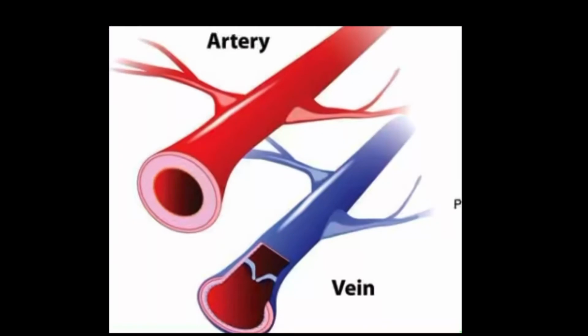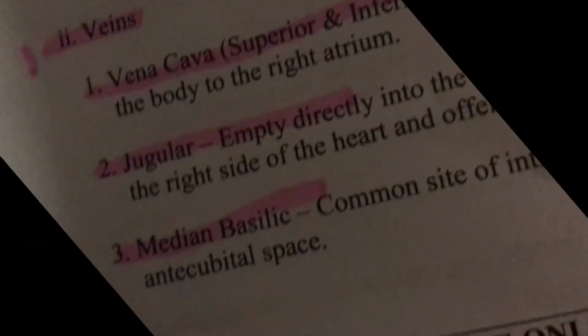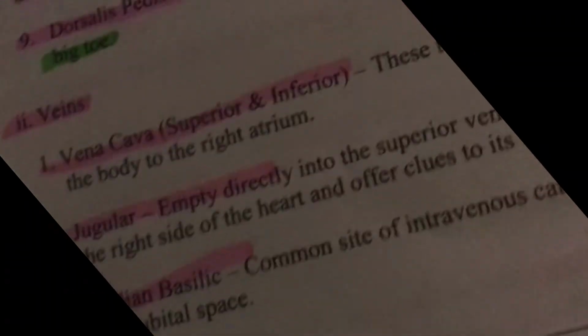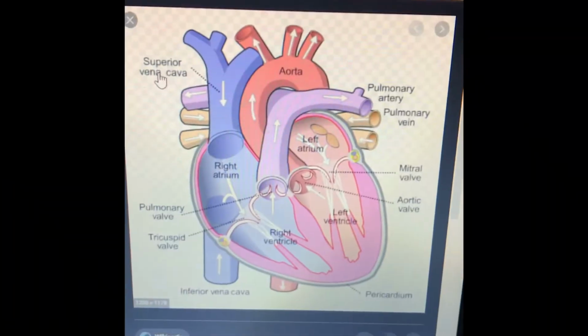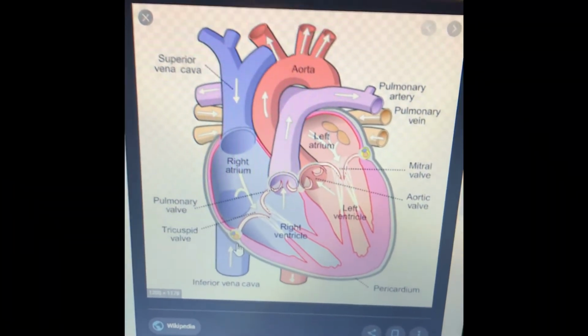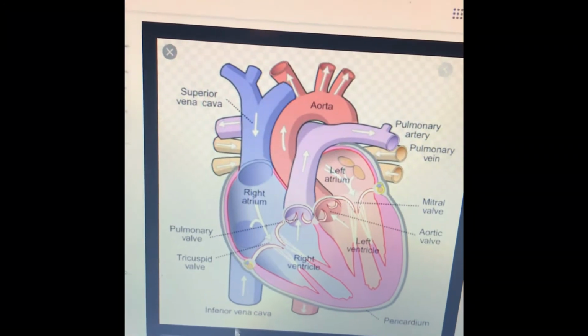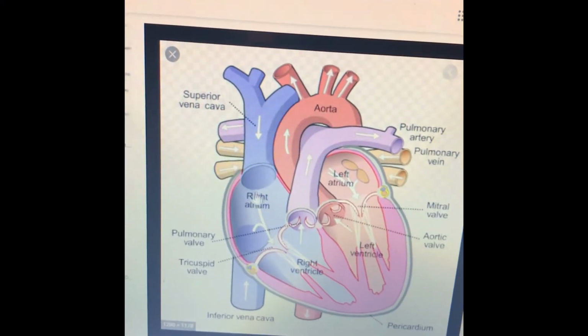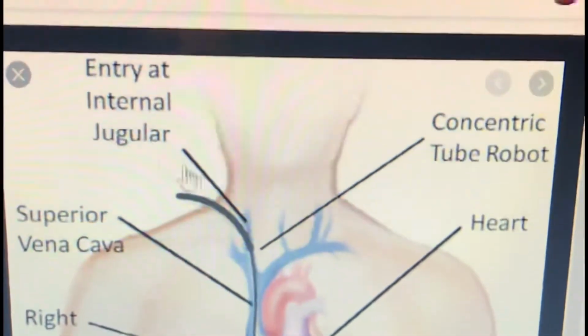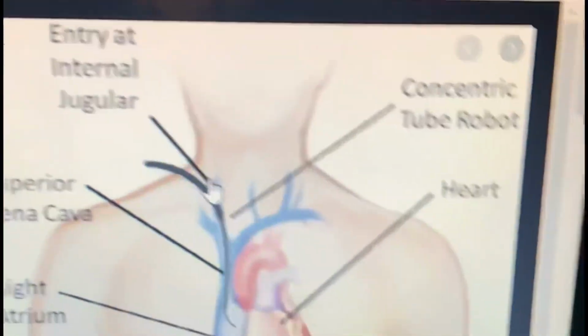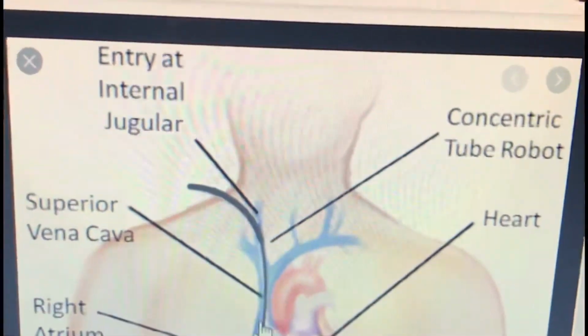Now we're going to go into the veins, and a big difference between the arteries and the veins is that the veins have valves and the arteries do not. Three veins we're going to go over: the vena cava, superior and inferior, the jugular, and the median basilic. The superior vena cava and inferior vena cava both return blood into the right atrium, right here. Next vein is the jugular vein, and it goes right into the superior vena cava, which is right here.